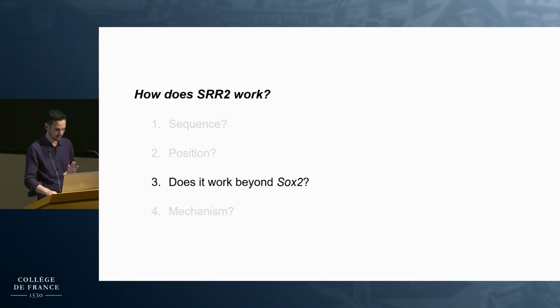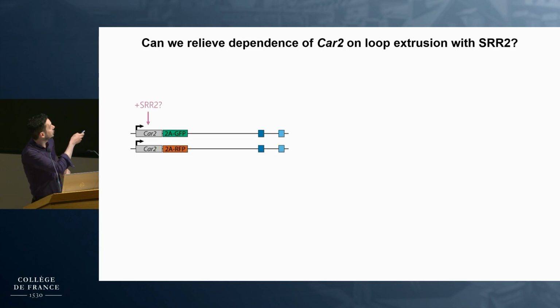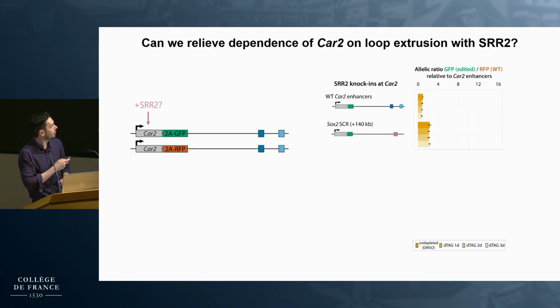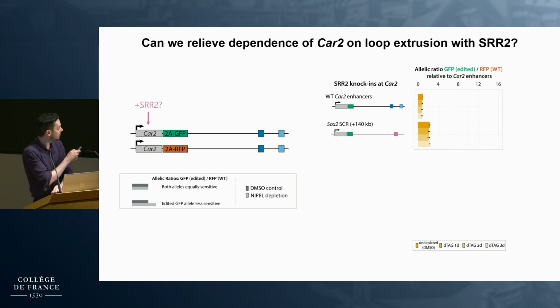The answer is a little bit, not completely. Carissa inserted CAR2 3 kb downstream of the promoter here, in many different collections of alleles. She compared the CAR2 locus that is driven by its endogenous enhancers or by the SOX2 enhancer. And here, the normal CAR2 allele, the RFP control allele, is going to go down because it is sensitive to cohesin loop extrusion. So if the green allele is protected by SRR2, the allelic ratio is going to become larger than 1. So here we're looking for things that would overshoot.